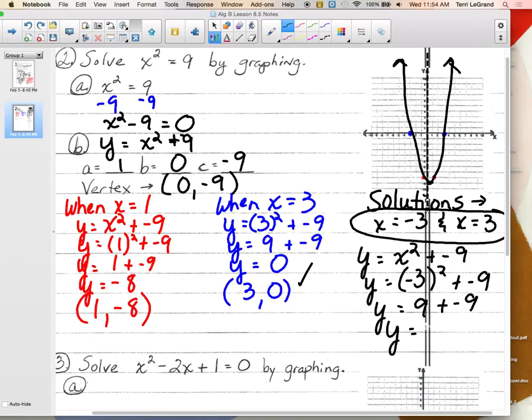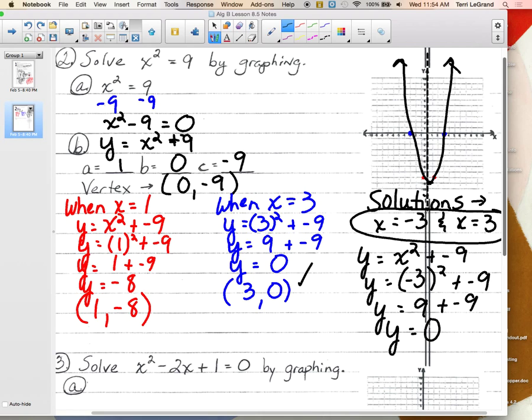What is a number plus its opposite? 0. Does it check? Yes. Because that's what we want to happen, don't we? Y has to become 0.